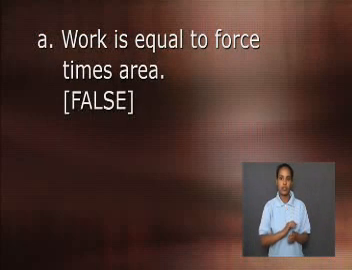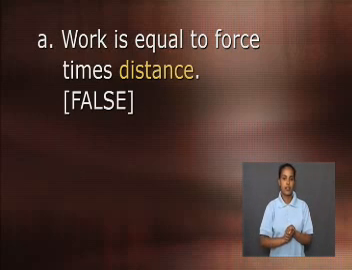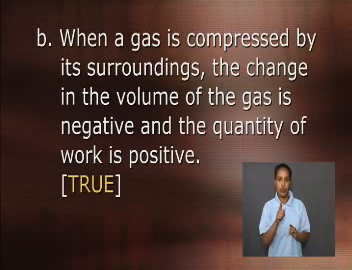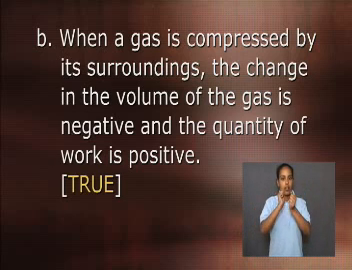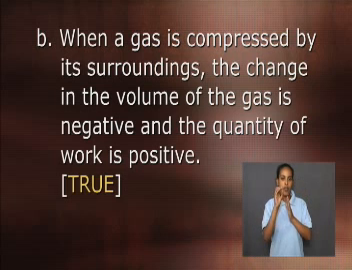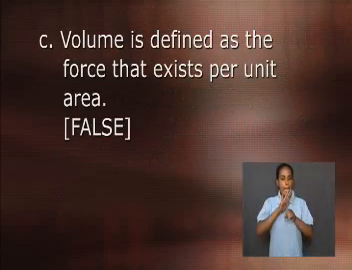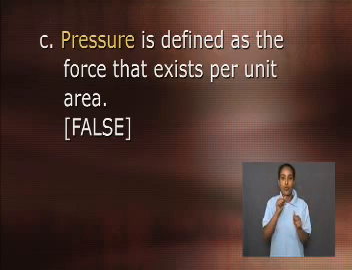Sentence A is false. Work is equal to force times distance, not area. Sentence B is true. When a gas is compressed by its surroundings, the change in the volume of the gas is negative and the quantity of work is positive. Sentence C is false. Pressure is defined as the force that exists per unit area, not volume.